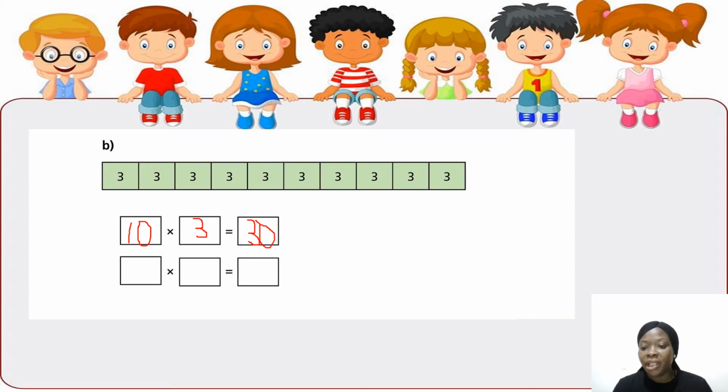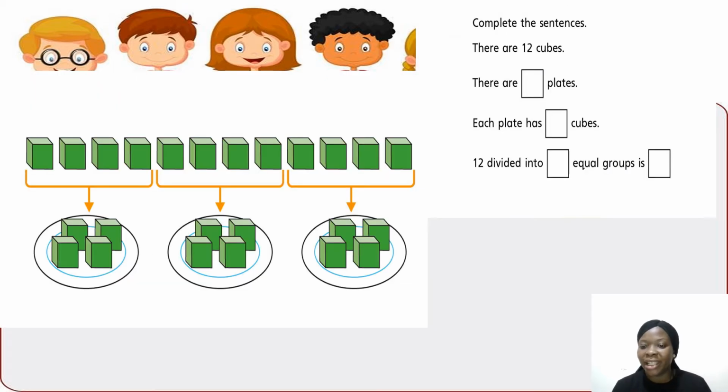How else can we write this multiplication sentence? We move the order of the numbers. So we have 3 multiplied by 10, and that still gives us 30. I hope you remembered this. Okay, let's proceed with today's lesson.